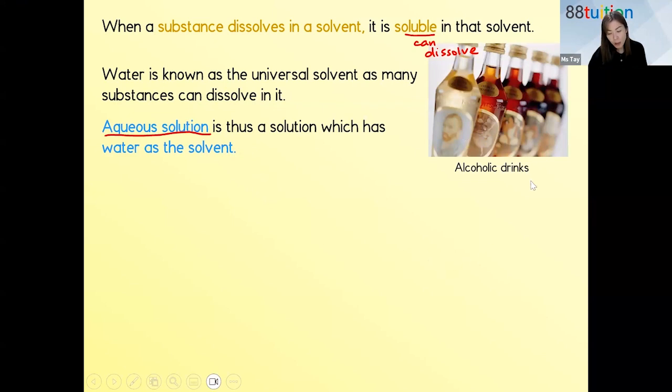Now, alcoholic drinks. We dissolve alcohol with water. Alcoholic drinks is not 100% ethanol. If you have 100% ethanol and you drink it, you might die very easily. Too concentrated. If you take a look at the alcohol content of the alcoholic drinks, have you all done that before?